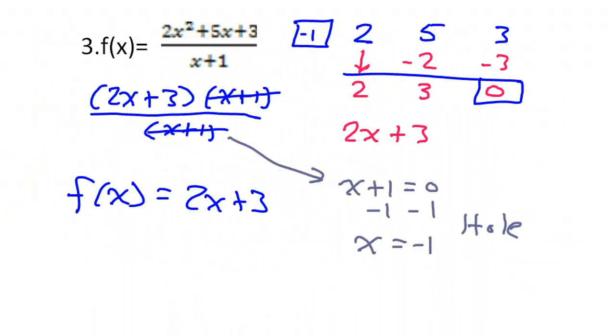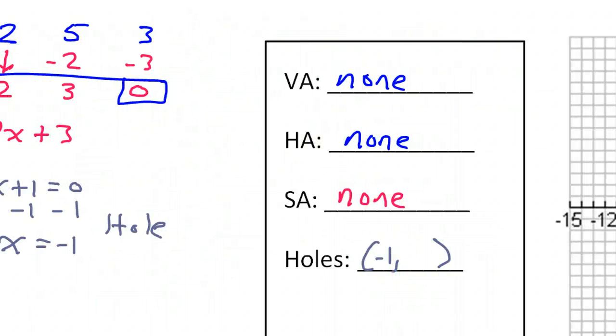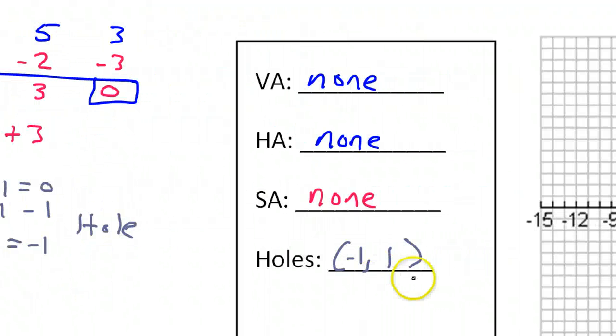Well, normally I take the remaining function and put it in my calculator, but this is so simple it would be a little silly to do that. It's quicker just to take the negative 1 and substitute it for x right now. So if I do that, this is going to become 2 times negative 1 plus 3. So that's negative 2 plus 3, so that's 1. Okay, so that's my y value. So negative 1 comma 1.